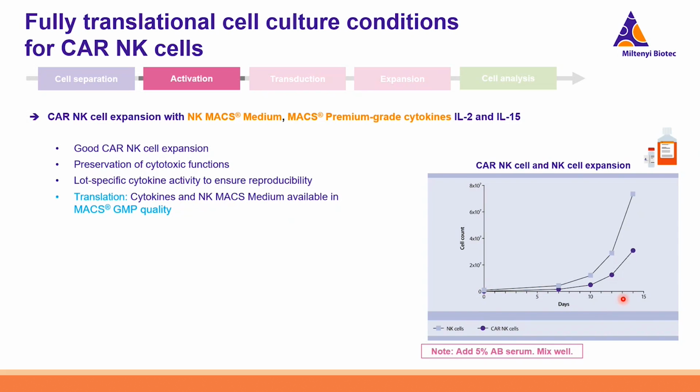And here you can now see the comparison of NK cells being cultivated in the medium and CAR NK cells, showing that also the CAR NK cells can nicely expand with this combination of medium and cytokines. Just to mention here, what is very important also when thinking translational later on, is that these premium grade cytokines have a lot specific activity. So this can be calculated and thus applied in a reproducible manner. And all of these reagents are also available in GMP.